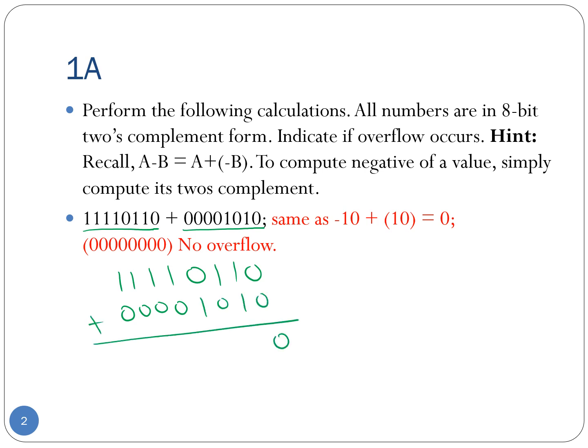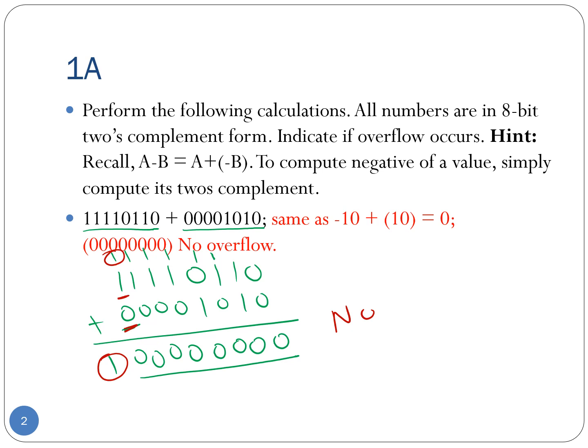0 plus 0 is 0. 1 plus 1 is 1 0, so 1 goes over carry. 1 plus 1 is again 1 0, 1 goes over carry. This is again 1 0. So this is the final answer. Now notice that there is no overflow here, because if we focus on the sign bit, the carry into the sign bit is exactly the same as the carry out, and therefore there is no overflow.